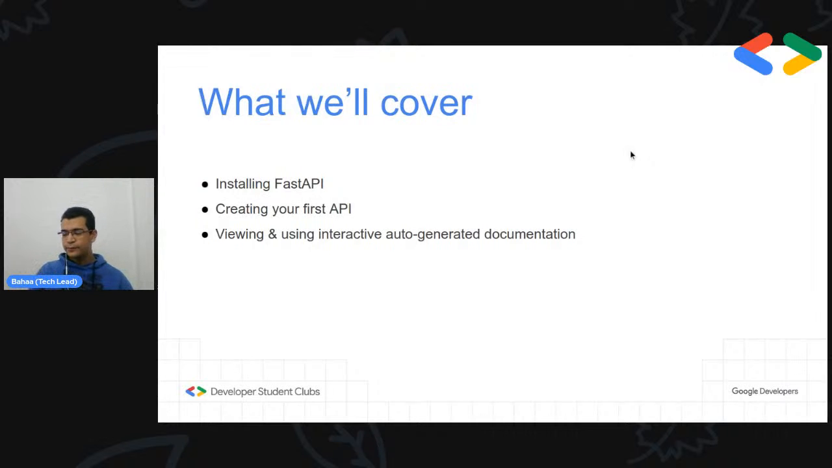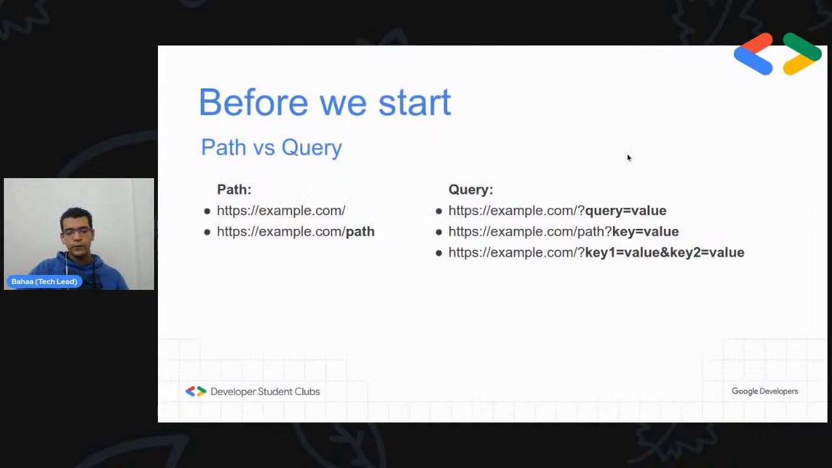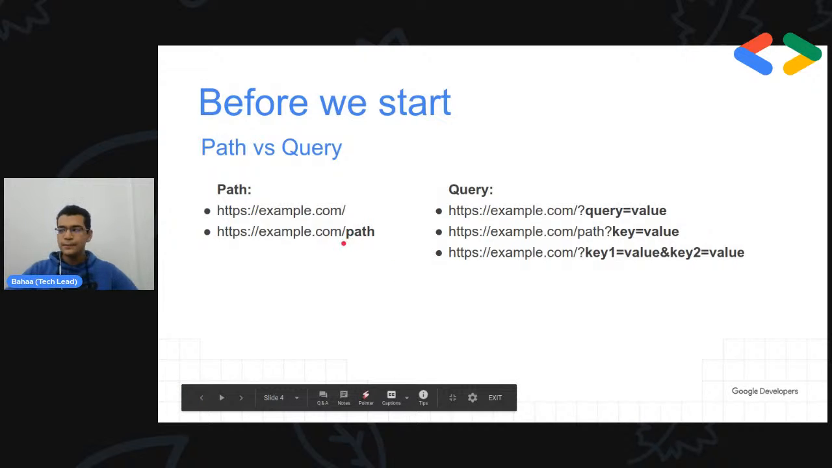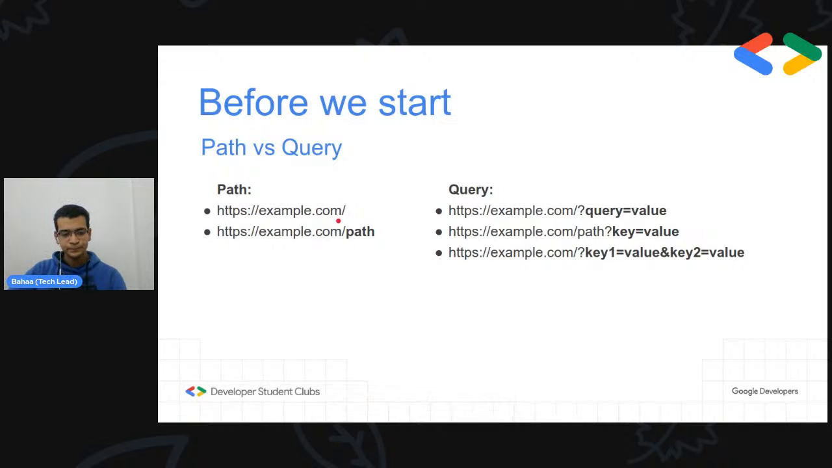We're going to be covering a few things today. First, how to install FastAPI, how to create our first API, and we're also going to be looking at the auto-generated documentation. Before we jump right into how to make our first API, we're going to need to learn a few things in general. These are just 2 slides, don't worry. First, we're going to learn what paths and queries are.